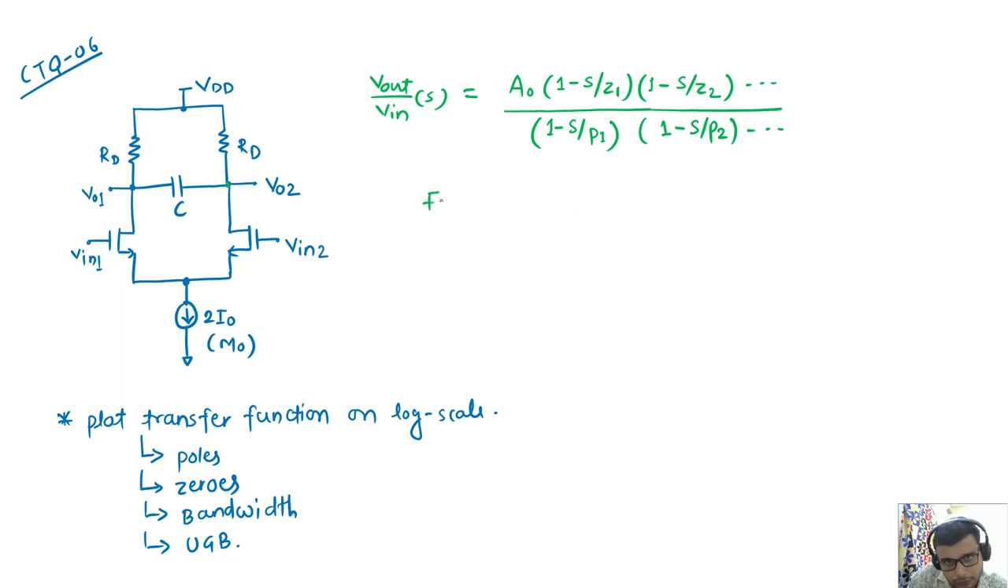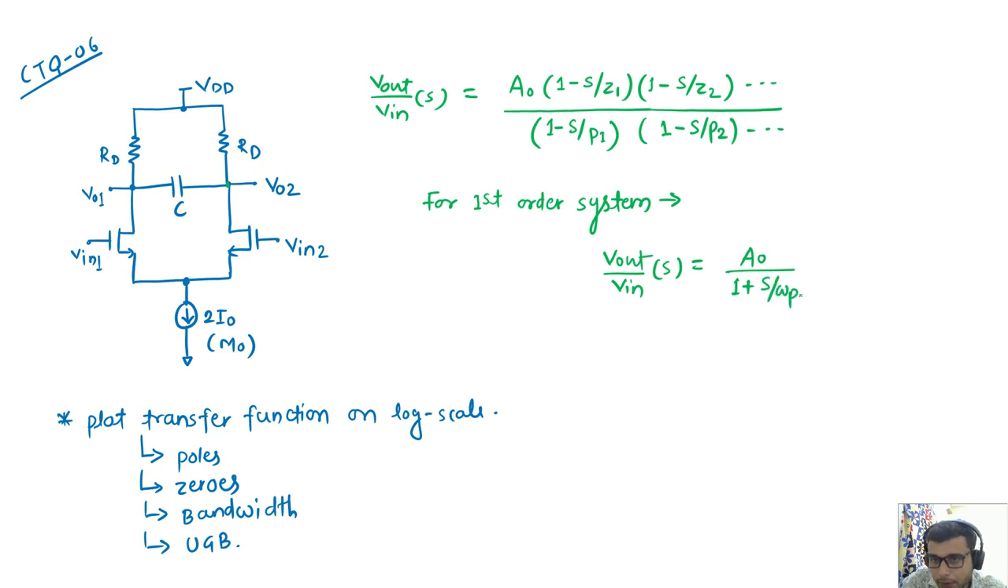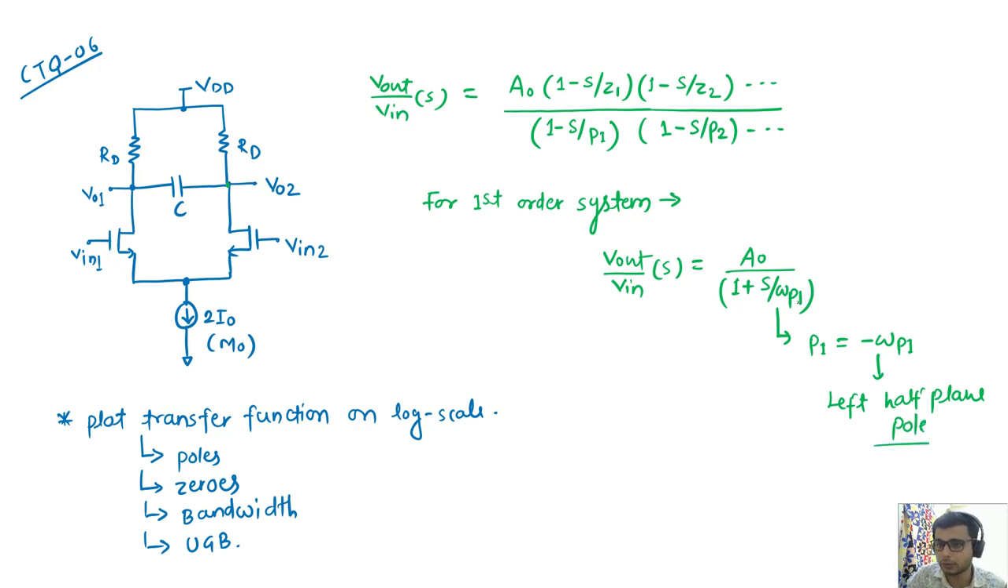So this is the general transfer function. For a first order system, what will I write for V out by V in, if there is no zero in terms of S? A naught divided by 1 plus S by omega P1. This means omega P1 is nothing but a left side frequency. The pole 1 is at minus omega P1, directly indicating a left half plane pole. So this is the general expression for the first order system.